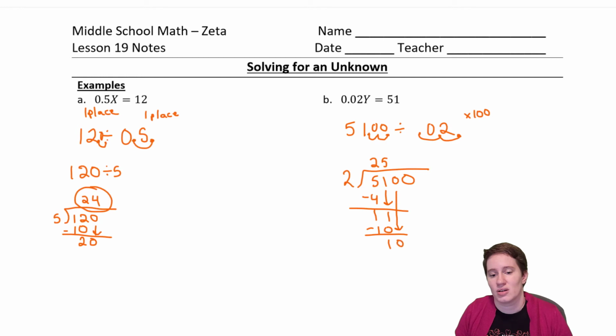And bring down the next 0. 2 goes into 10 5 times, but now we subtract 10 and get 0. So this last 0, 2 doesn't go into 0, or it goes in 0 times.